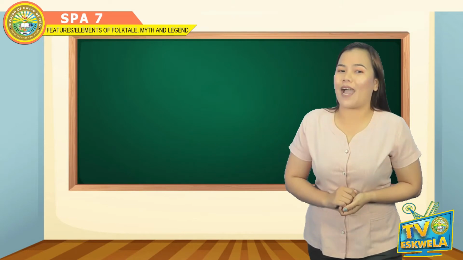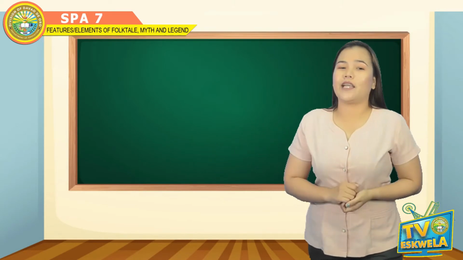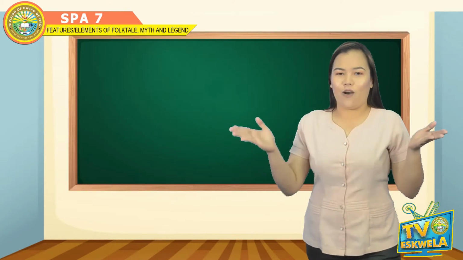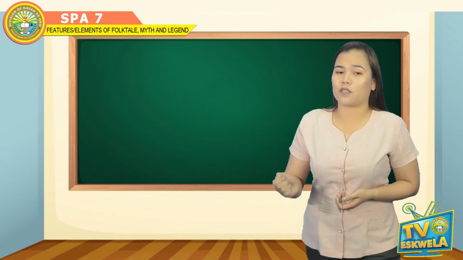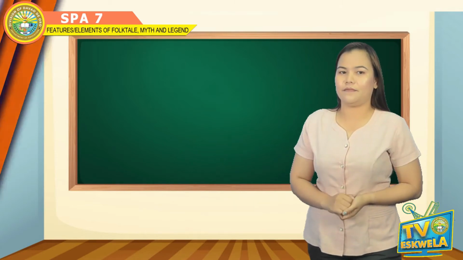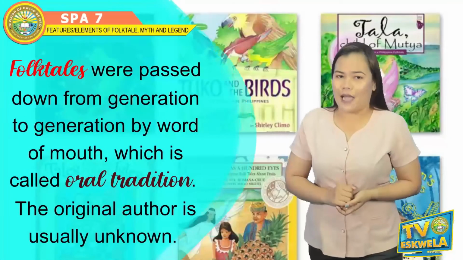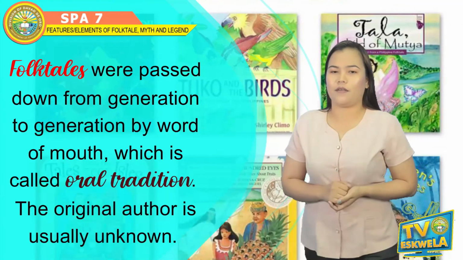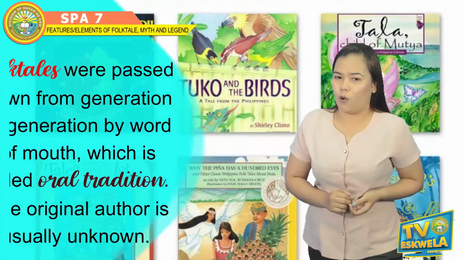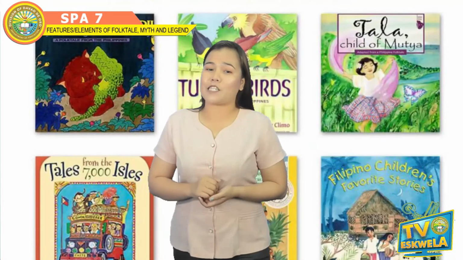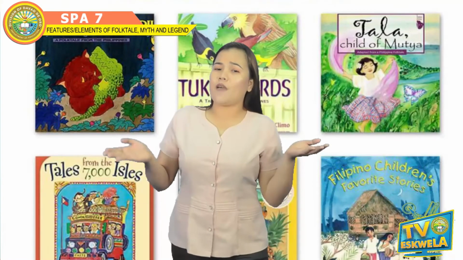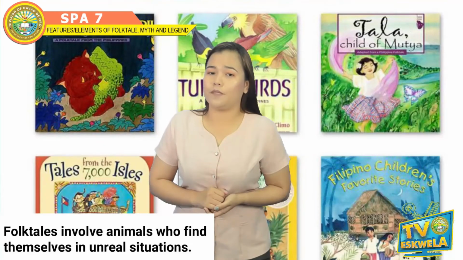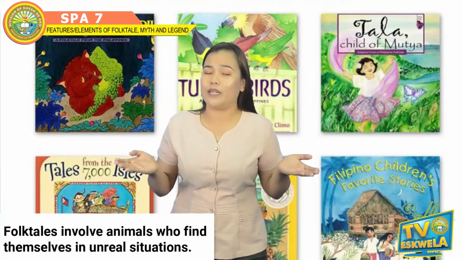Yes, you have heard it right. Today, we'll be studying the features or elements of folktale, myth, and legend. Now, let's look at what makes something a folktale, myth, and legend. Folktales were passed down from generation to generation by word of mouth, which is called oral tradition. The original author is usually unknown. Because they have been passed from generation to generation, there are often many versions of the same story. Usually, folktales involved animals who find themselves in unreal situations.